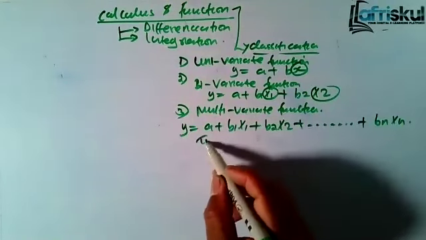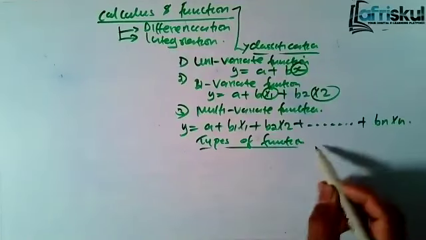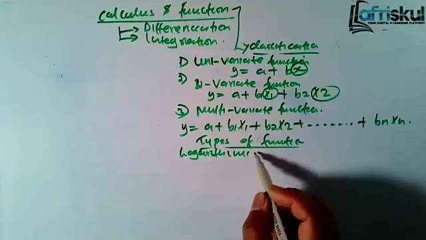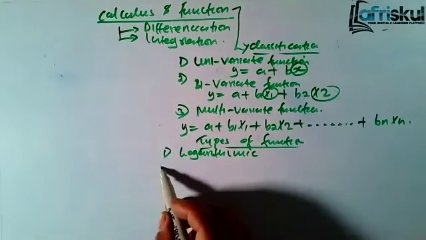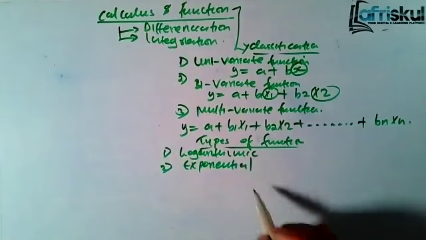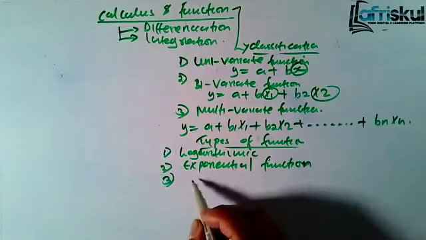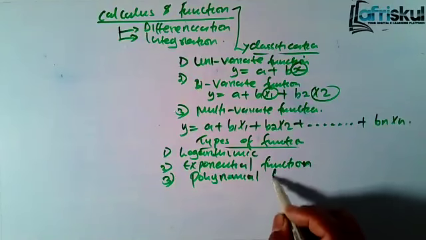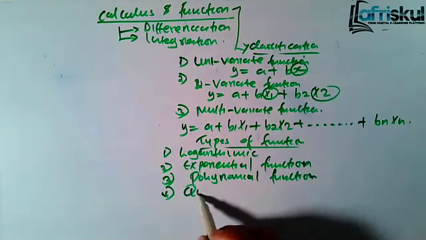Then we have said that we have other types of functions. Number one, we have the logarithmic function. A logarithmic function is a function with a log value or a log element. Number two, we have the exponential function. Also, we have the polynomial function. Also, we have the quadratic function.